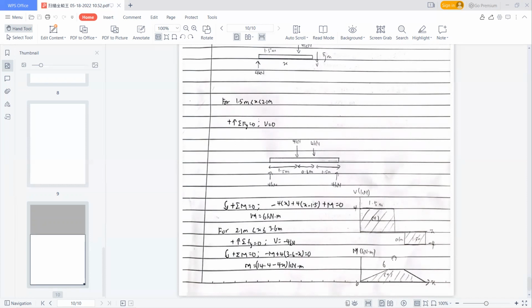For the last one, since it is equal to 6, we have 6 kilonewtons here. So we have a parallelogram, which is the diagram for the 6 kilonewton-meters. So that's all for my presentation. Thank you.